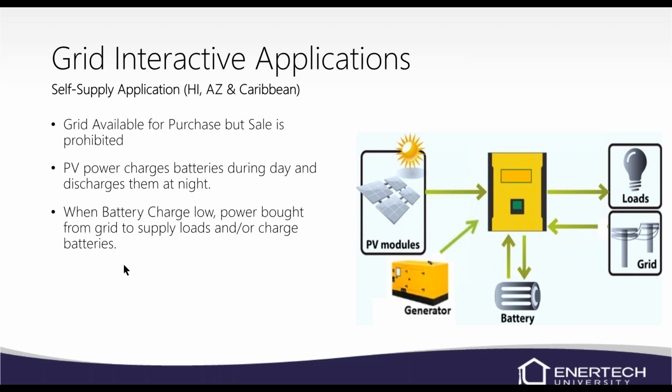So it makes a lot of sense to have the batteries so you're not just wasting power because you're going to generate it. So you might as well put it in some batteries. Basically, the PV power charges the batteries during the day and discharges them at night. When battery charge is low, power is bought from the grid to supply loads and/or charge the batteries, depending. And the inverter controls and all that will take care of that situation there.